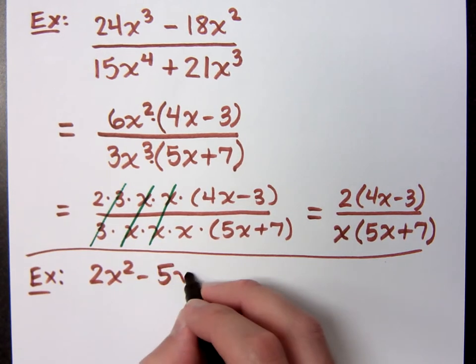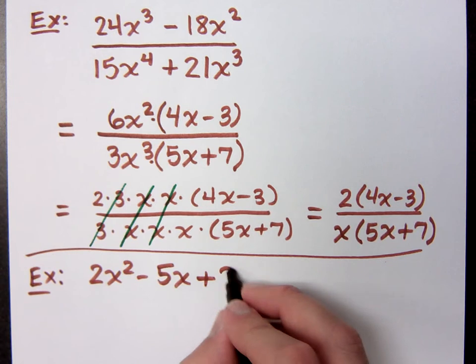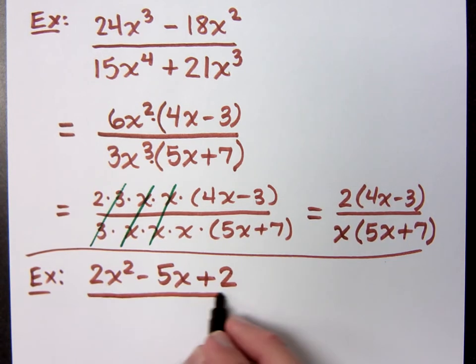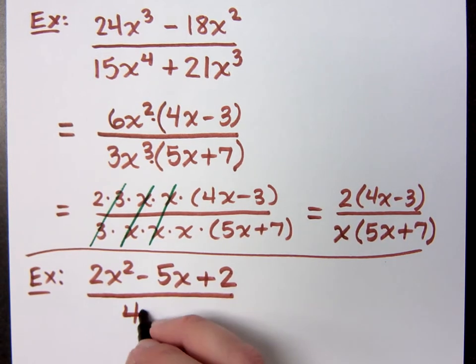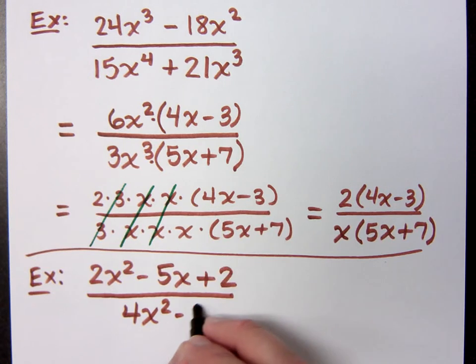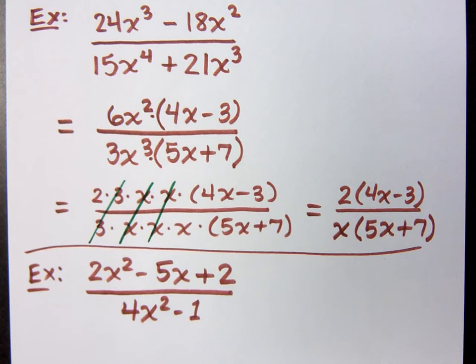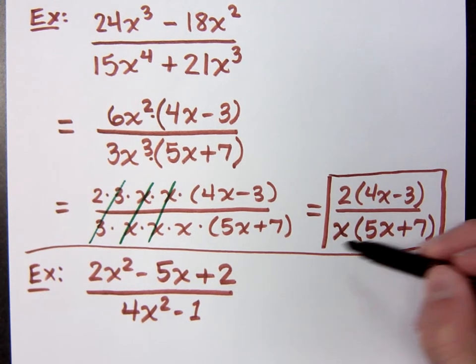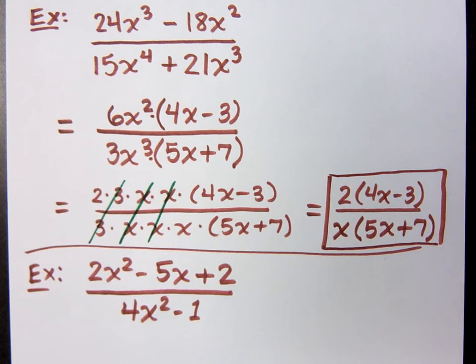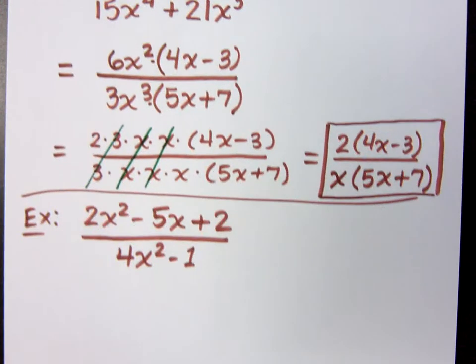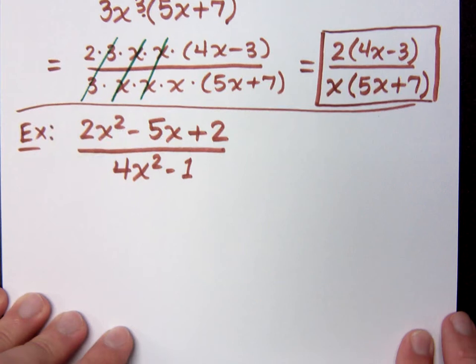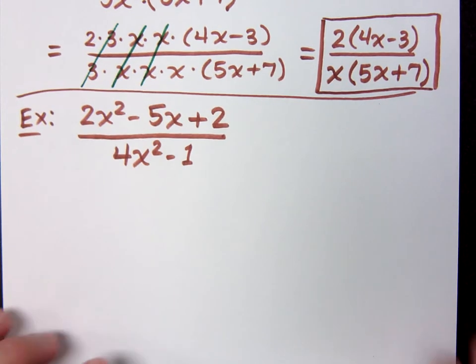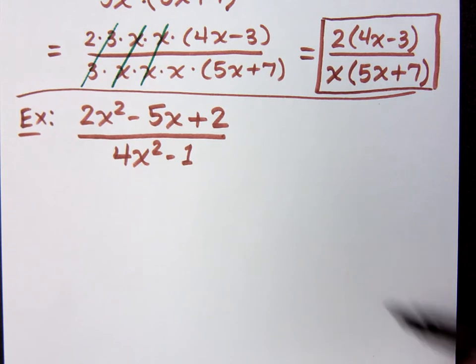Let's try 2x squared minus 5x plus 2 all over 4x squared minus 1. To do these problems, you must know how to factor. If you can't, very bad test coming up. So, you always look for the GCF first. Do you have a common factor in the numerator?